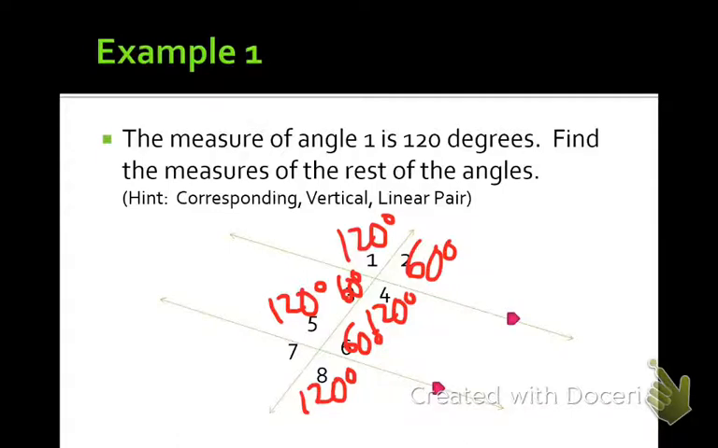What's 7? Somebody else. 60. 7 is 60. I can use any way to say that. 7 corresponds to 3. 3 is 60, so 7 is 60. That's one way I can do it. I could have done vertical angles. 7 is a vertical angle with 6, so they're both 60, or I could have done linear pair. 7 is a linear pair with 5, so their sum must be 180, so we could conclude that it's 60.